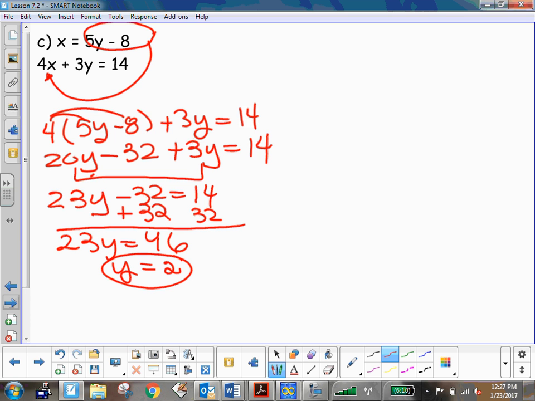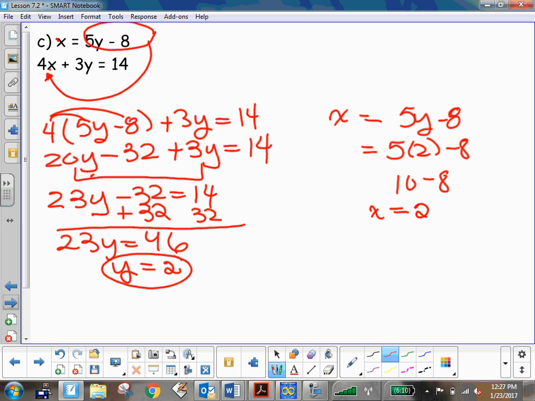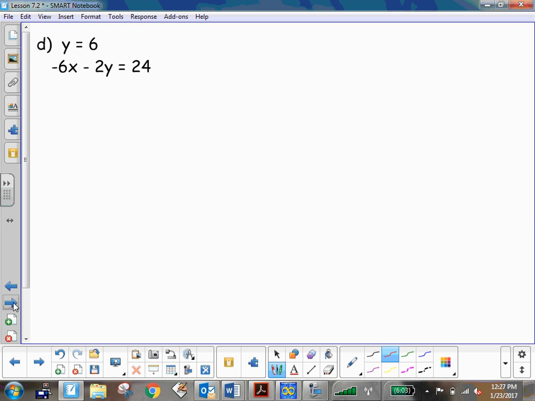And then where do we go to find the value for x? Either of these equations, but obviously the first one is easier because it already tells you what x is equal to. So if x is equal to 5y minus 8, and we know y is 2, then that means x is equal to 2. So the ordered pair is 2, 2, because it goes x, y. Are we good? All right, you try the next one on your own.